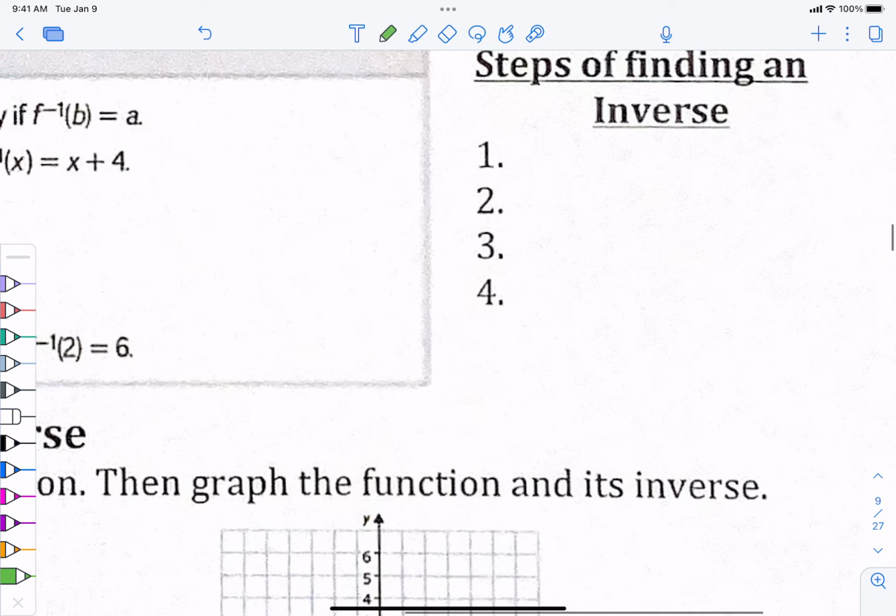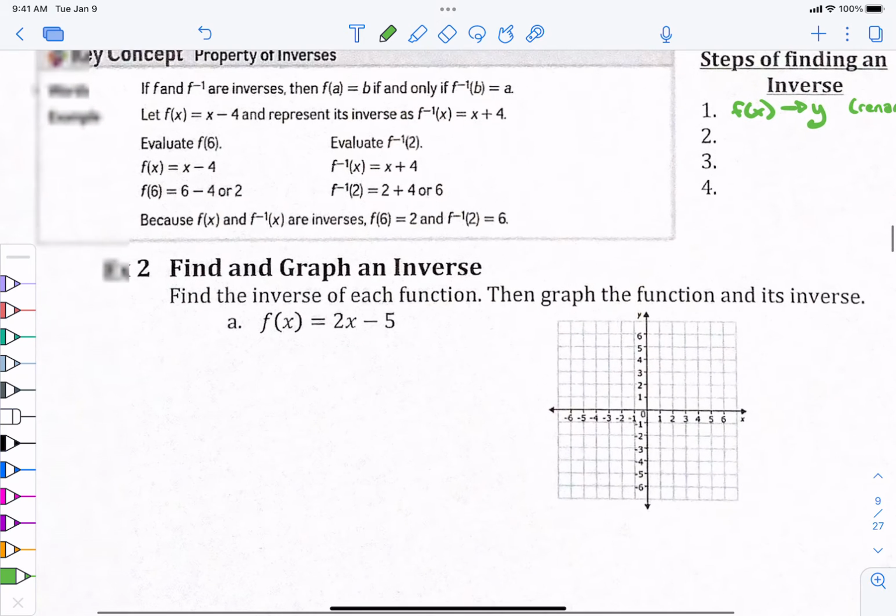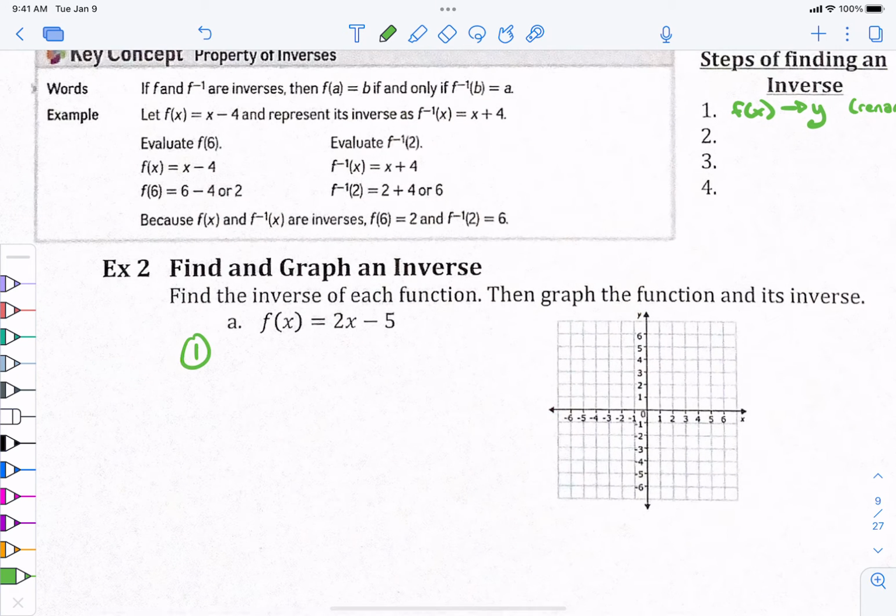Step number 1. You take f of x, and you switch it to y, so you're really just renaming it. This is like a renaming step. Step number 1, f of x gets switched to y. So if I do step number 1 to this function right here, what's it look like? Y equals 2x minus 5. That's it. That's step number 1. Easy enough, right?